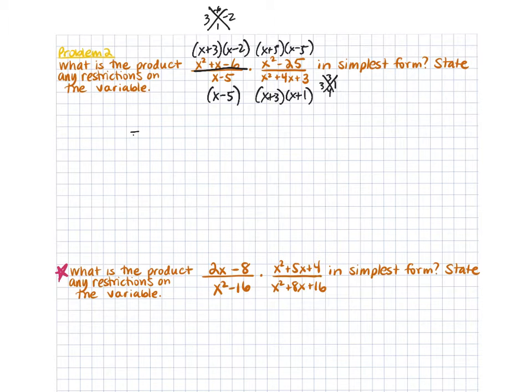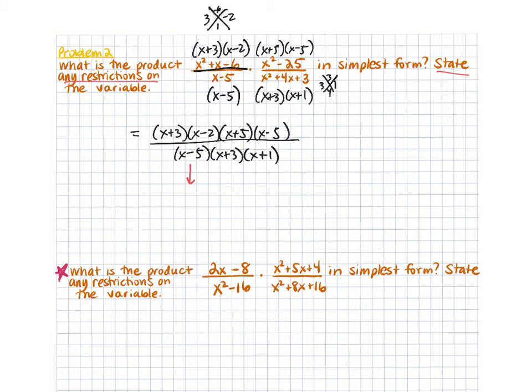Okay, so when you multiply that across, you get x plus 3 times x minus 2 times x plus 5 times x minus 5 on the top, and then x minus 5 times x plus 3 times x plus 1 on the bottom. So since we're stating any restrictions, we're going to do that first before we cancel. X cannot be 5, x cannot be negative 3, and x cannot be negative 1.